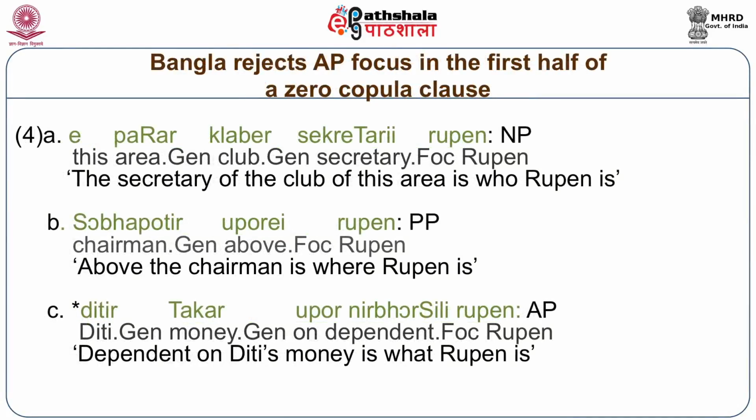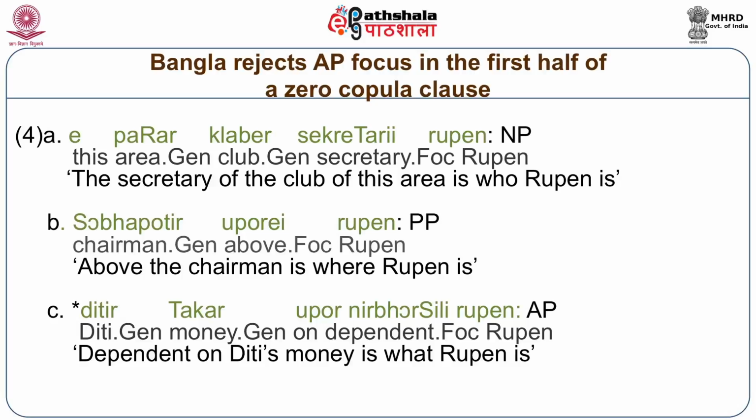If you take the predicate, the material to the right of Rupen in examples 3ABC, move that predicate to the left and make it a focus by attaching a focus particle, the dissociative focus particle E. Then you get good results for the NP and the PP. Recall that those are what are acceptable as the focus in the English clefting construction. And you get bad results for the AP. Recall that the English cleft construction doesn't allow an AP focus.